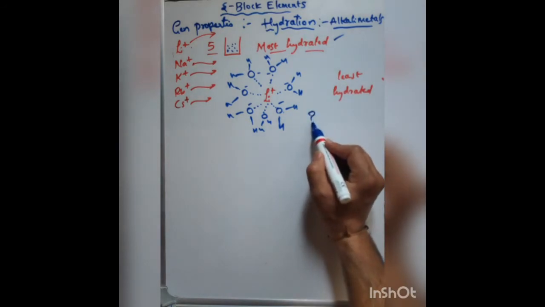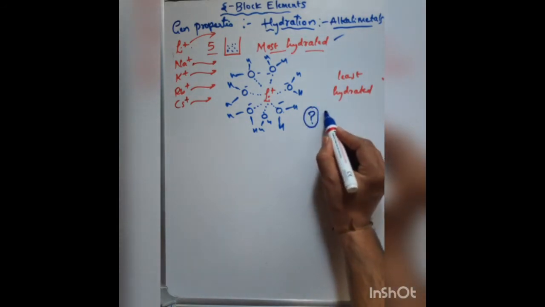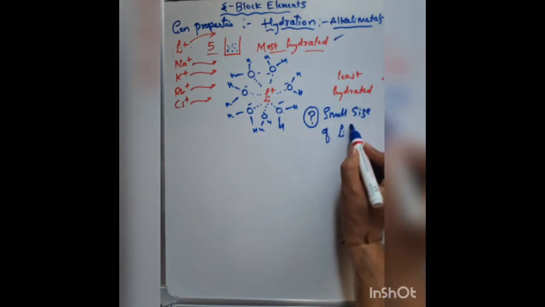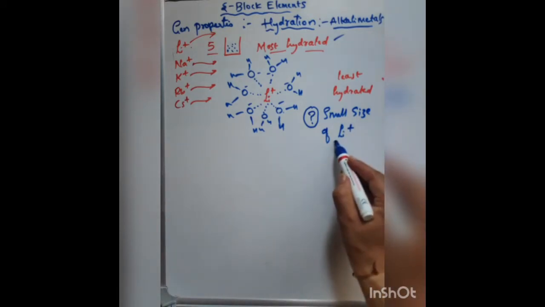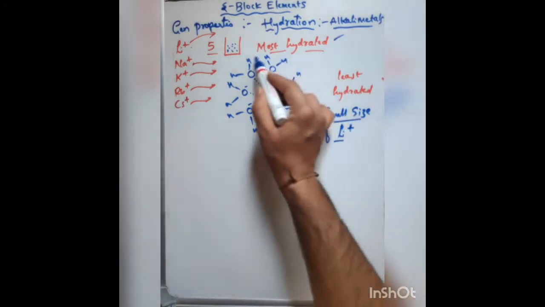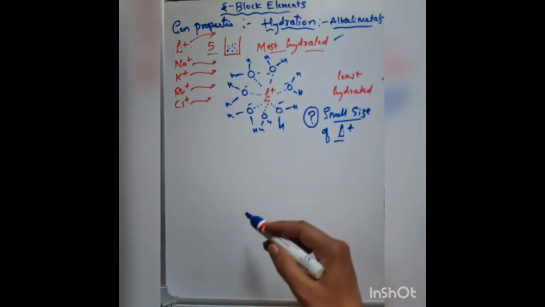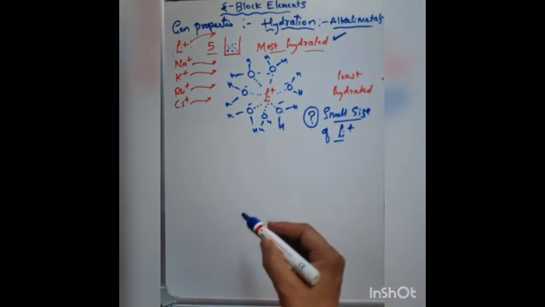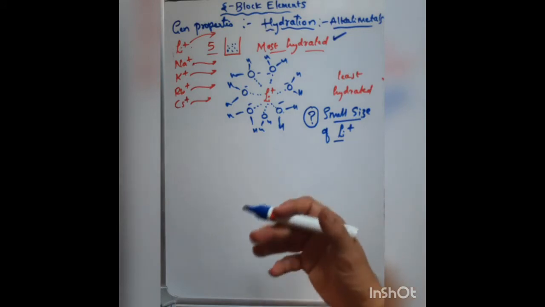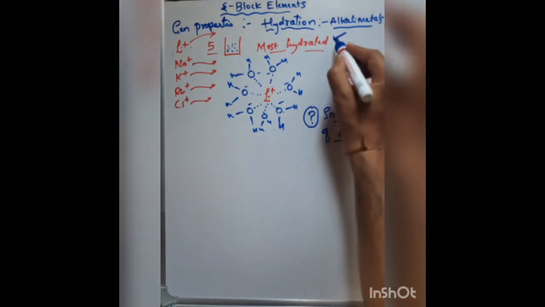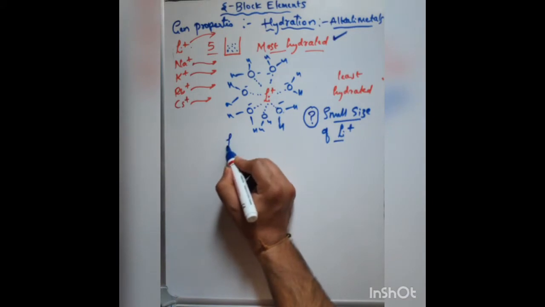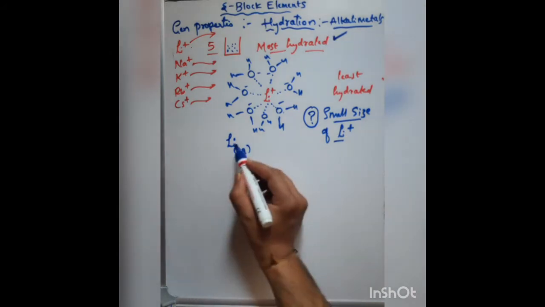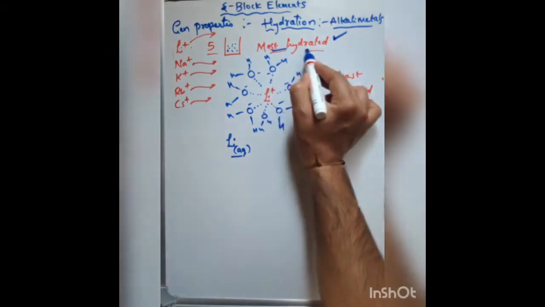So what is the reason behind this? Reason is simple. Small size of lithium plus. Since lithium plus is having small size, it will be surrounded by maximum number of the water molecules. So since it is most hydrated, lithium after hydration, in the examination it will be given like this: lithium aqueous. Lithium aqueous means hydrated lithium.